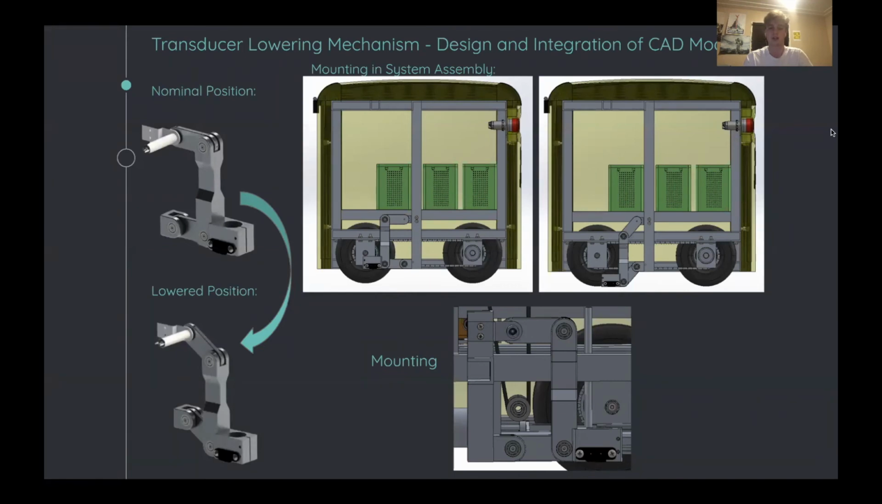This can be seen in the top images in the slide, where on the left side, the geophone sits in its nominal position, and on the right side, it sits in the position it would be in during a test. The mounting of this geophone linkage to the rest of the assembly can also be seen in the bottom image.